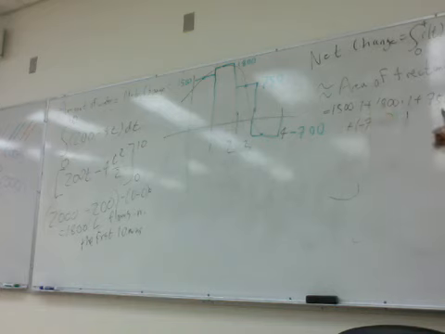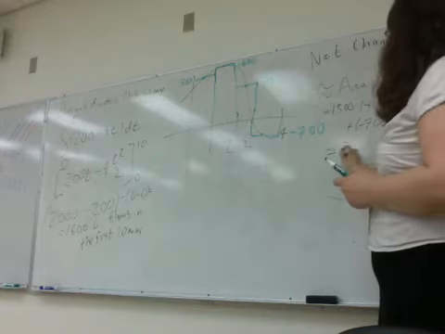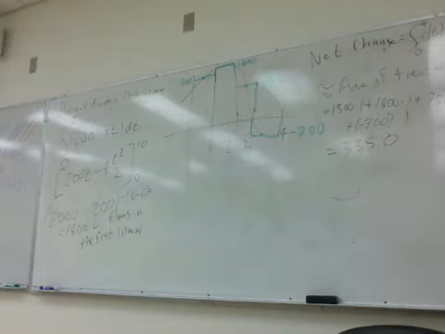So 1500 plus 750 is 2250. That's going to give you 3350. So this is approximately the net change over that time.